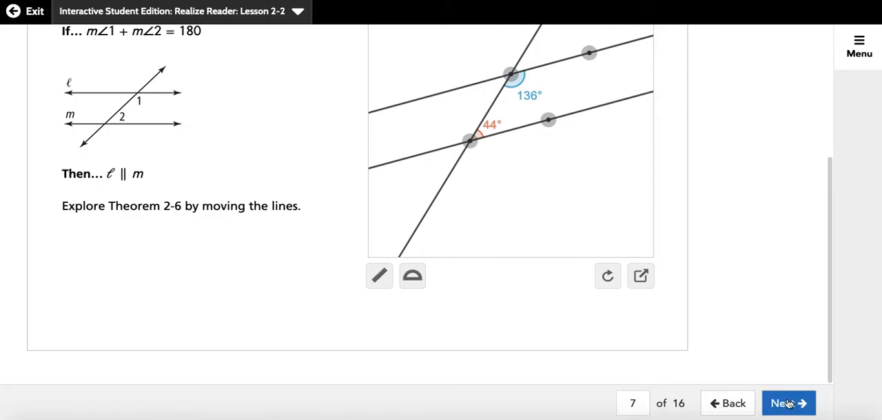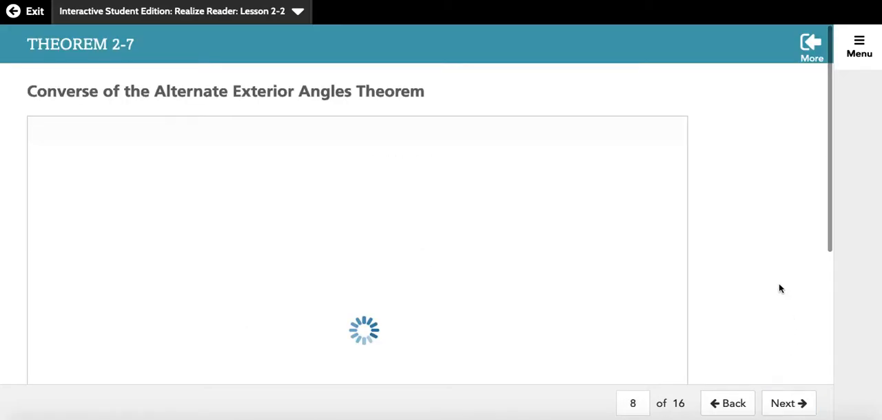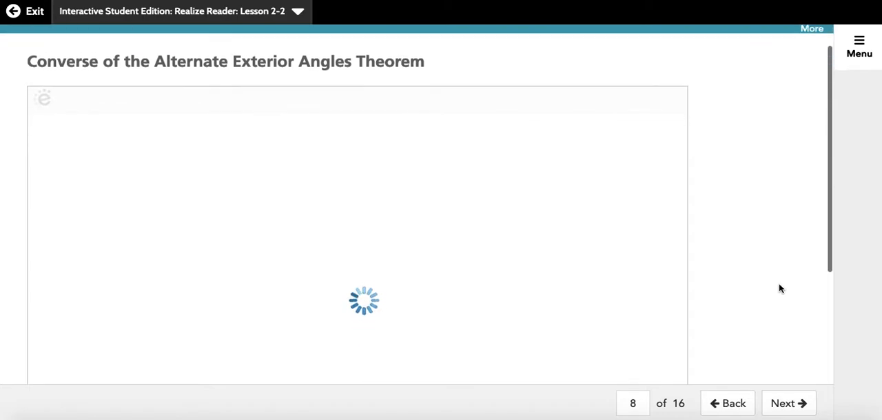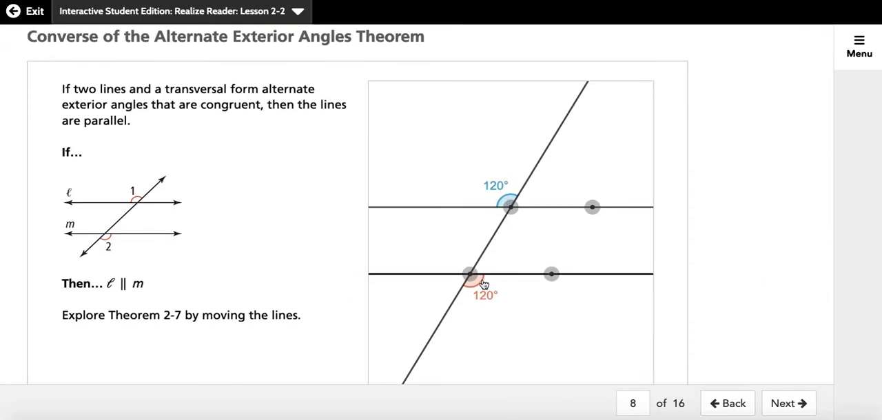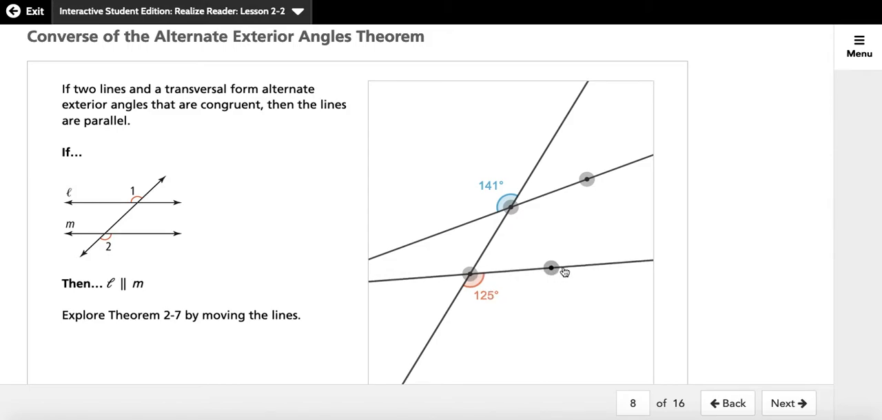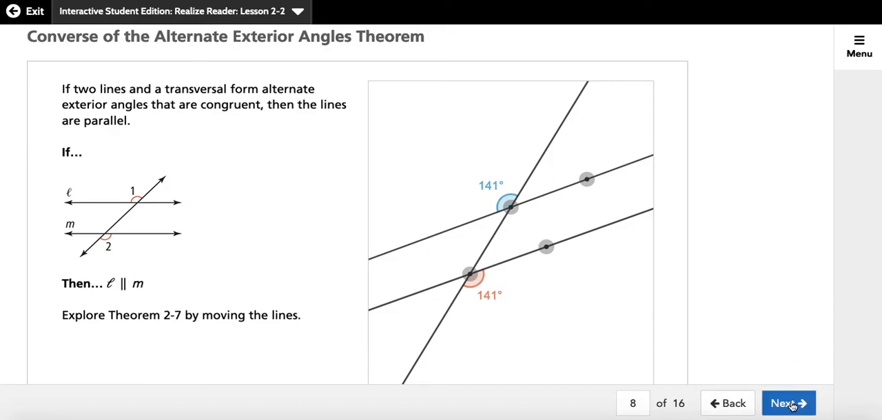And similarly, we have the converse of the alternate exterior angles theorem. If we have two lines cut by a transversal and the alternate exterior angles are congruent, then the lines have to be parallel. They're not parallel here, but once I get that the angles are the same, then I know the lines are parallel. It's just the converse of what we've already covered in an earlier section.